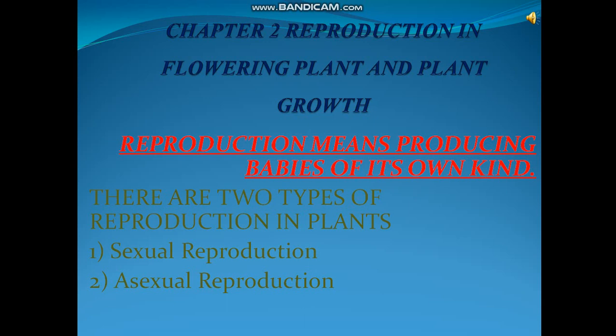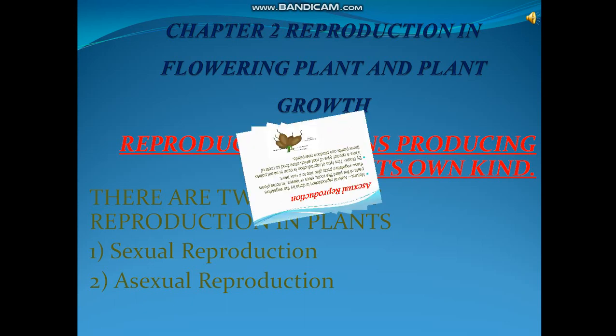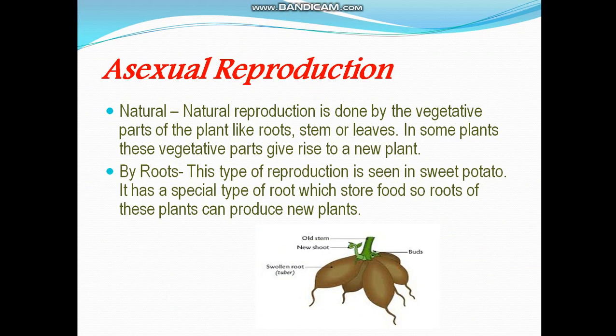In plants, there are two types of reproduction, sexual reproduction and asexual reproduction. Sexual reproduction is done through flowers only. In asexual reproduction, there are two methods of reproduction, natural and artificial. In natural reproduction, the vegetative parts like stem, roots and leaves give rise to a new plant.